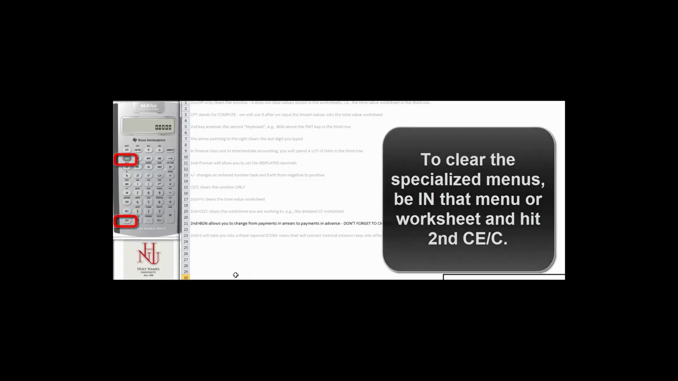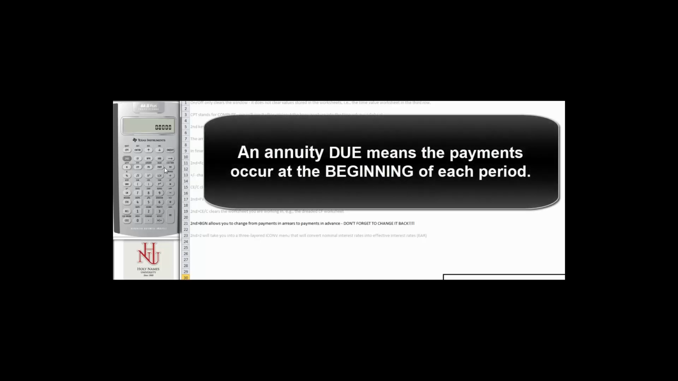Most of the time in the real world and in finance class, we're dealing with an annuity. In other words, a payment that occurs at the end of the first period, at the end of the second period, at the end of the third period. But once in a while, there's an annuity due, and that means that the payment is made on the first day of the first period and the first day of the second period.